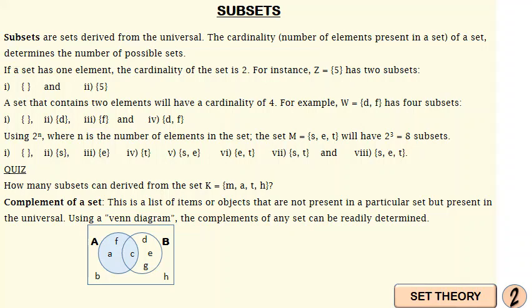Lastly, today, we want to consider the complement of a set. The complement of the set is that set that contains items or objects that are not found in the particular set, but are found in the universal set. The Venn diagram below will help us a great deal to understand this concept of complement of a set.